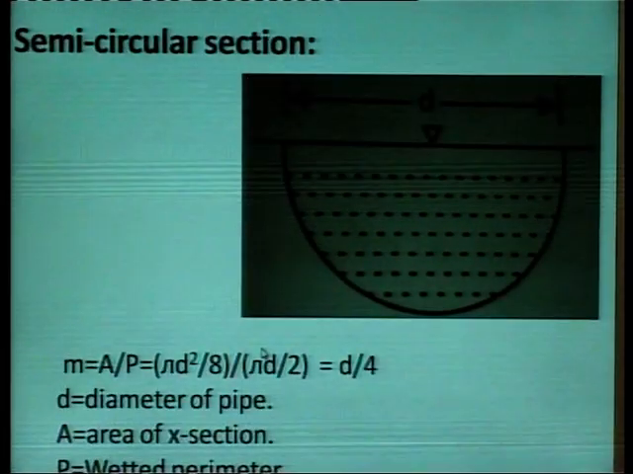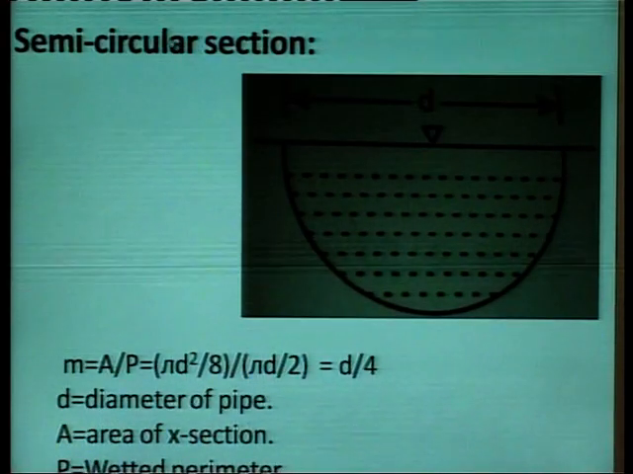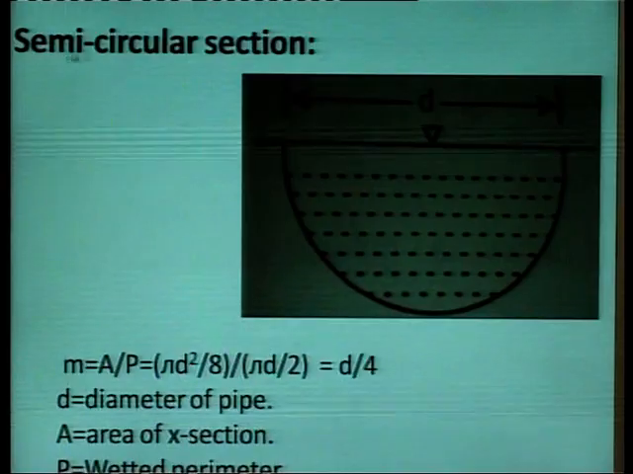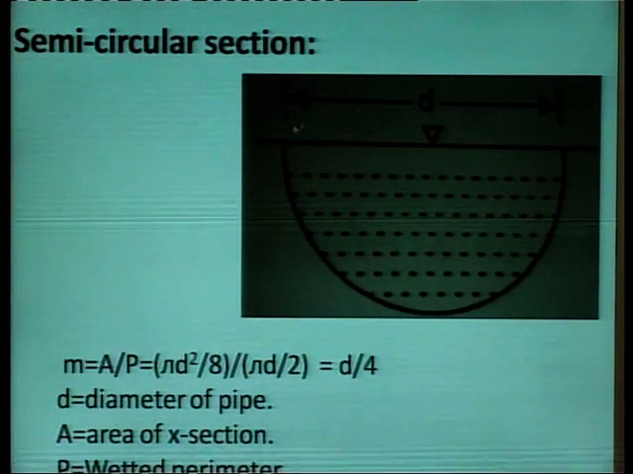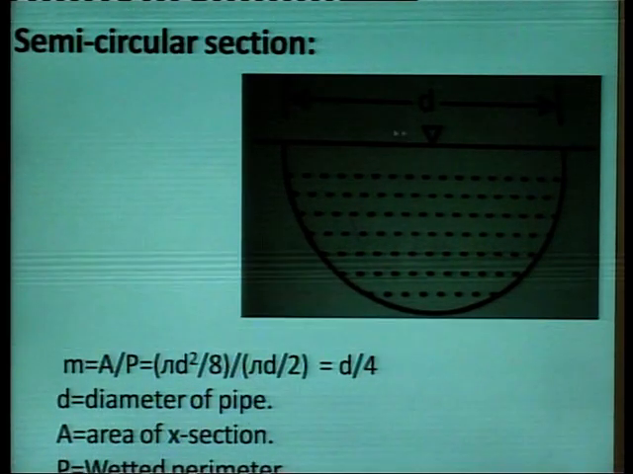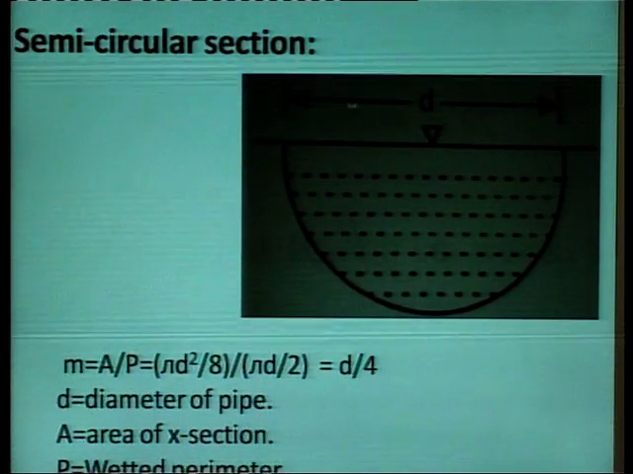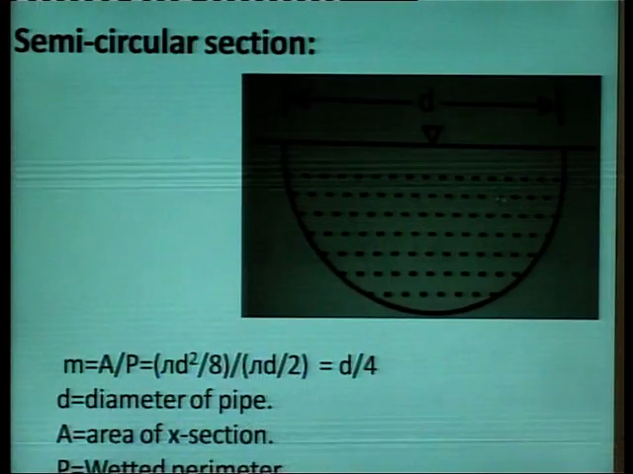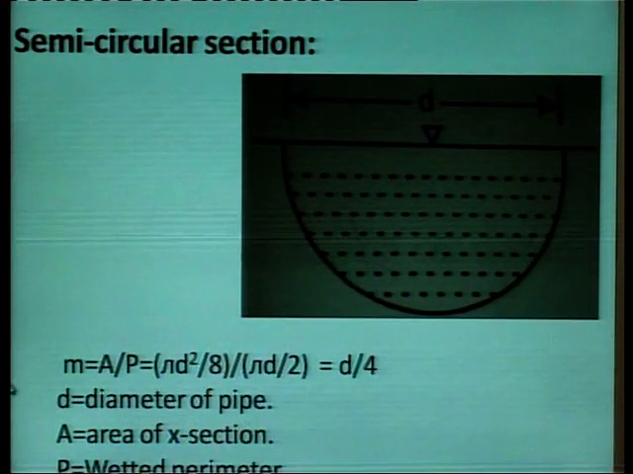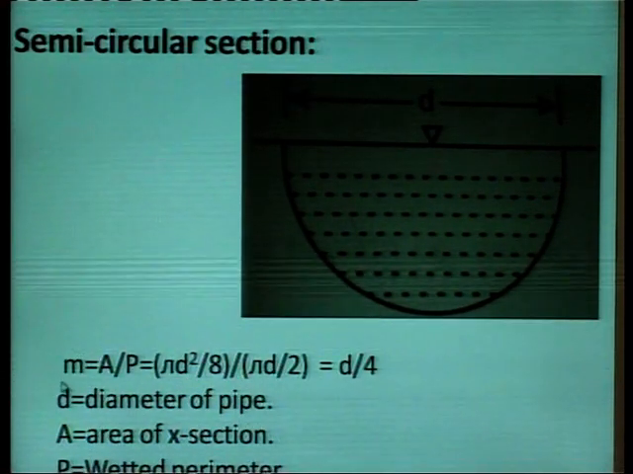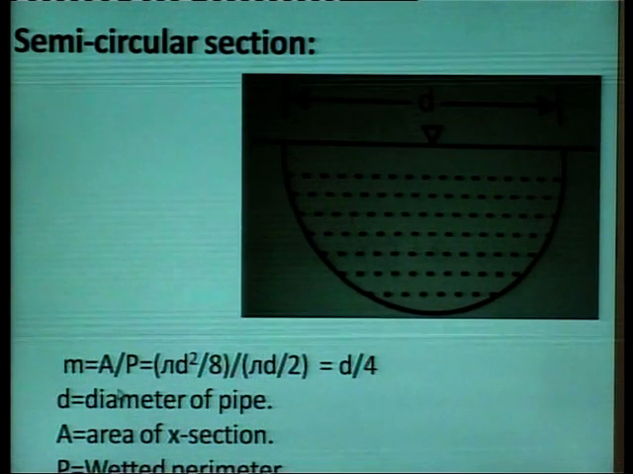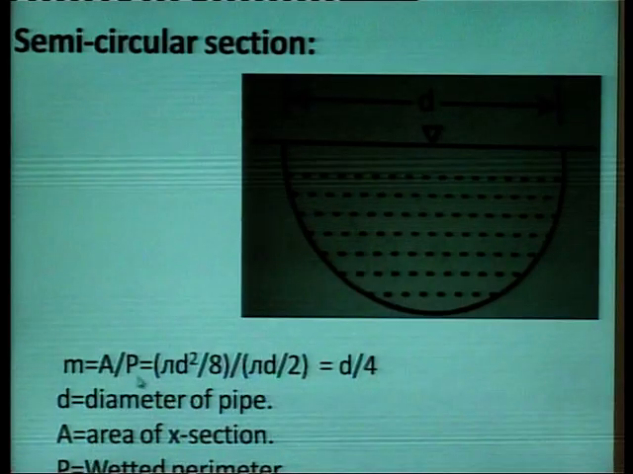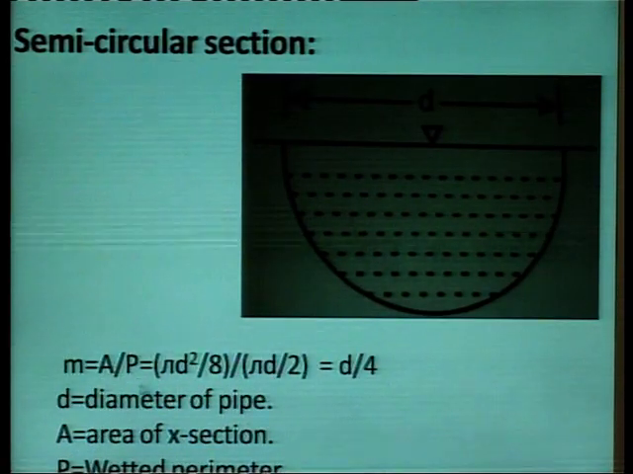Now, let us take the third case, a semicircular section. Semicircular means we take half of a circle, and this is the diameter of the flow. So, this is a semicircular section. Now, in this case, the value of m, hydraulic mean depth, is equal to A divided by P. A means area of the flow and P means wetted perimeter.